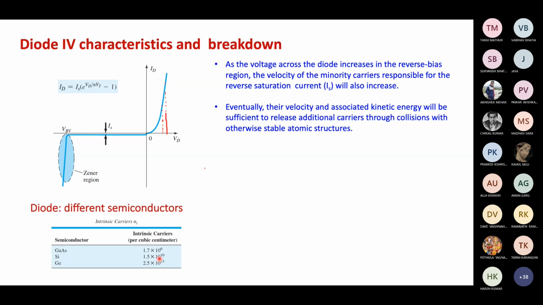If you don't recall, the intrinsic carrier concentration is the number of free electrons in a semiconductor without doping at room temperature. So these are in a way thermally generated electrons and holes.